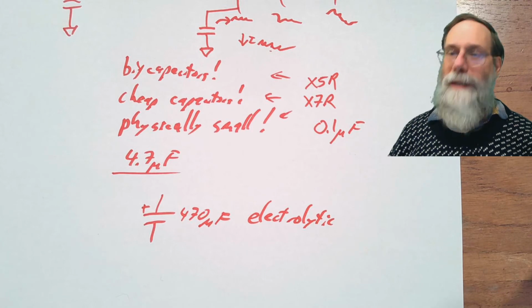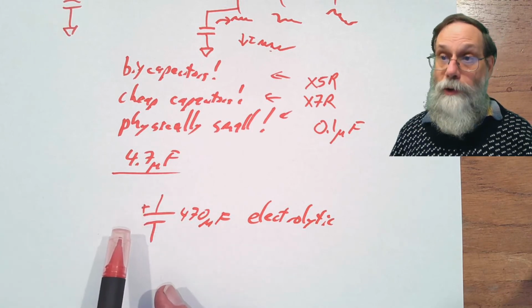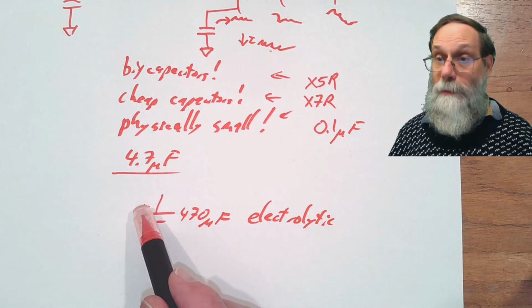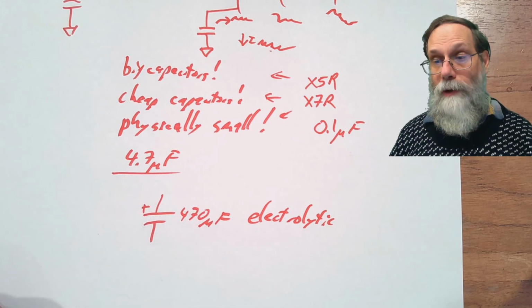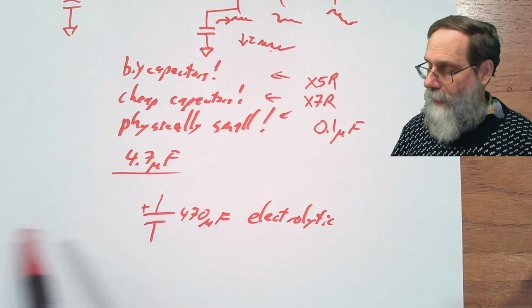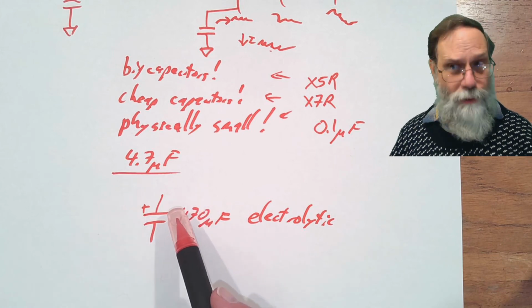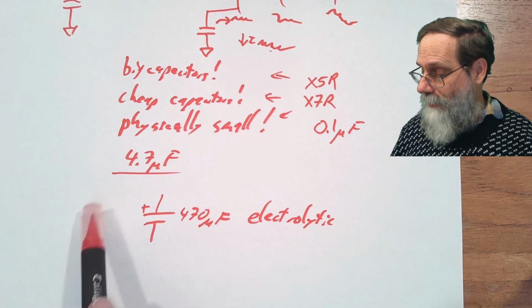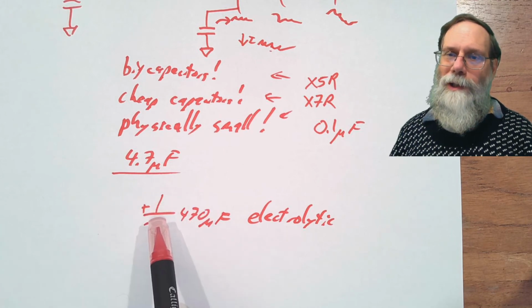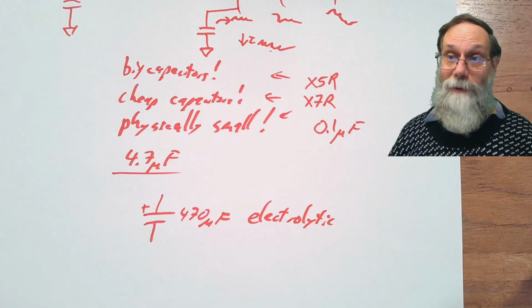They have some limitations on them. They're usually polarized, which means you have to make sure that the plus end is connected to the more positive voltage, because if you hook them up backwards, you can blow them up. And you don't usually want to do that. I mean, I have seen people do it deliberately just to see them blow up, but usually you want to put the capacitors in the right way around.